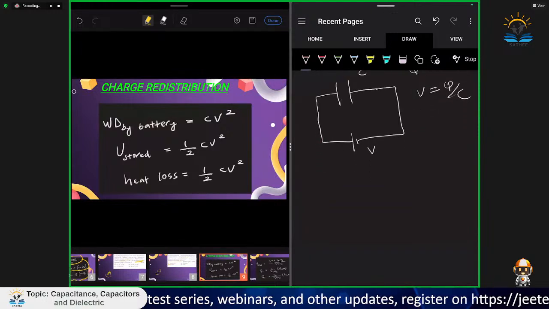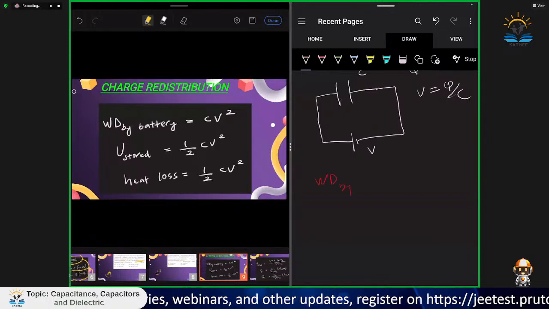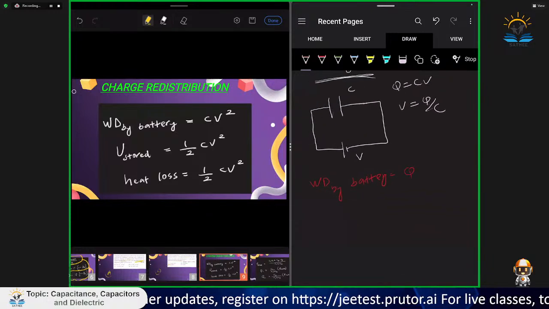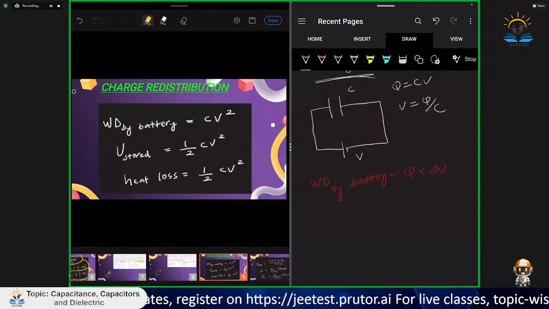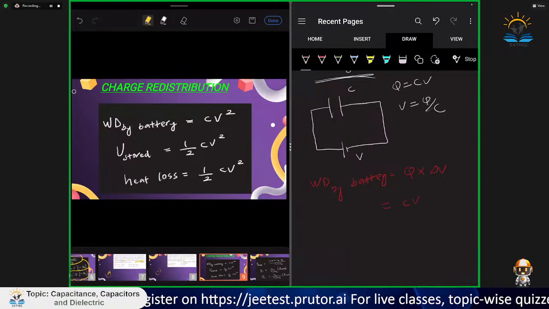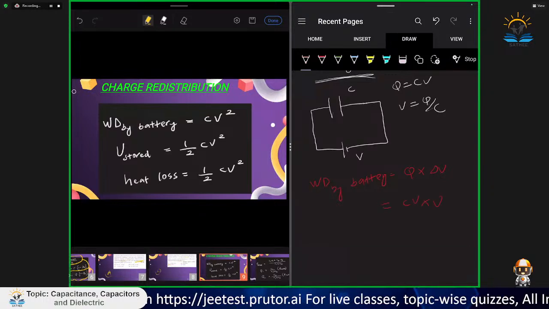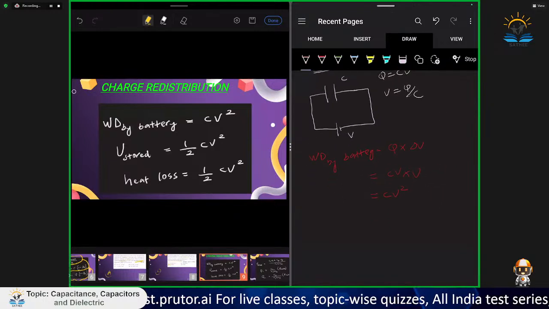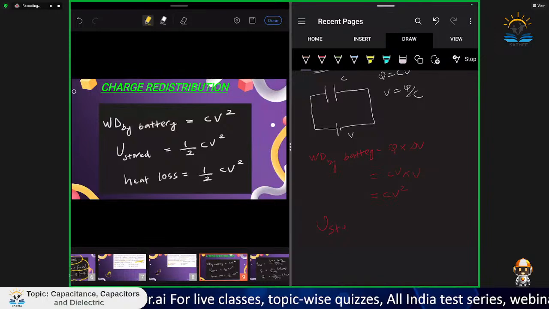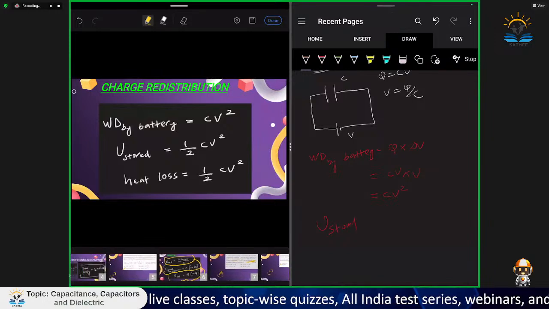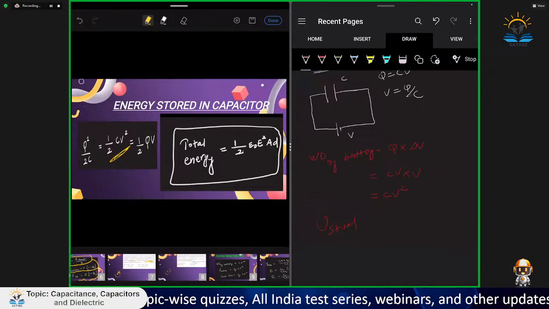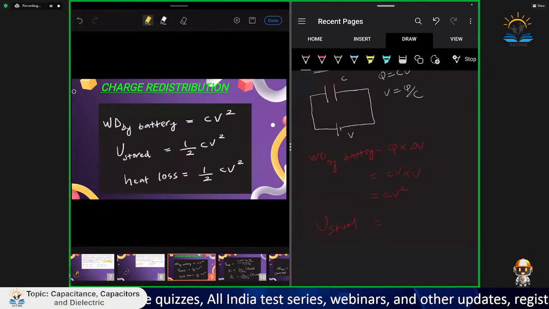Work done by battery will be charge into potential difference. Charge is CV, Q is equal to CV, so CV into V, that is CV square. And we know energy stored inside a capacitor is half CV square.